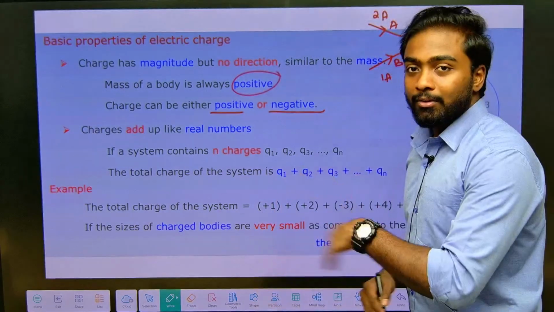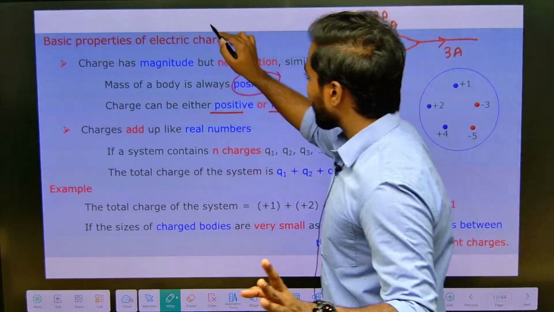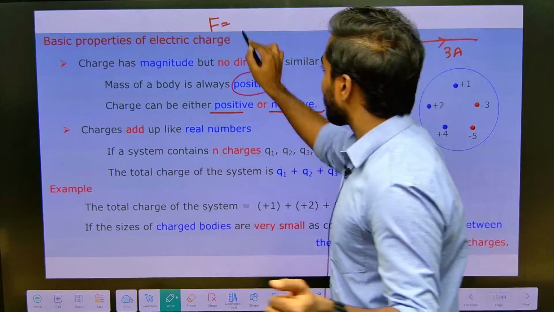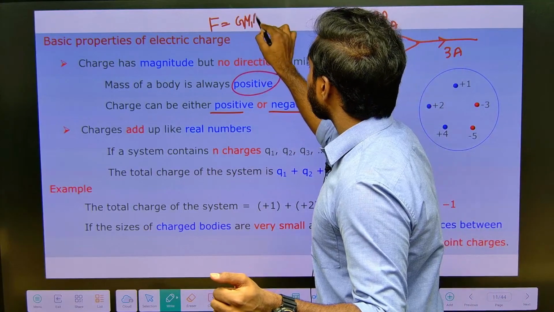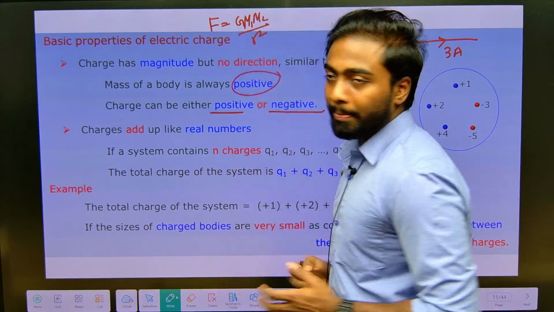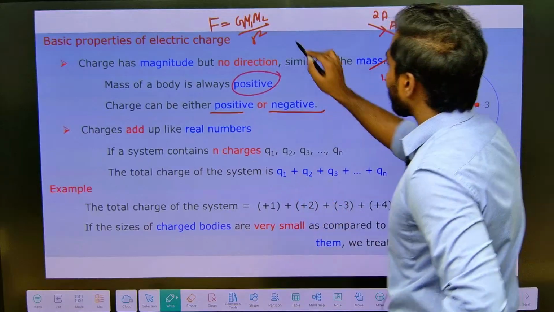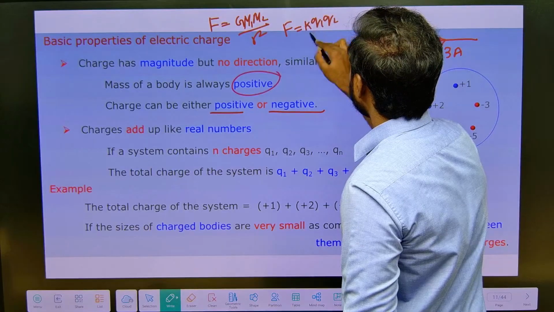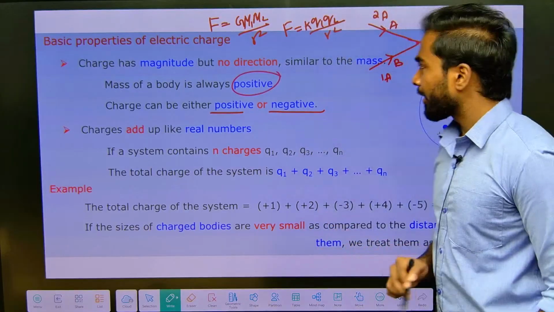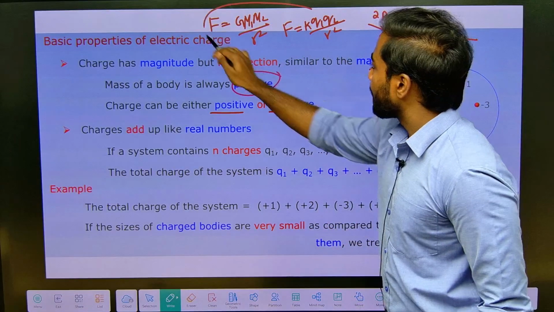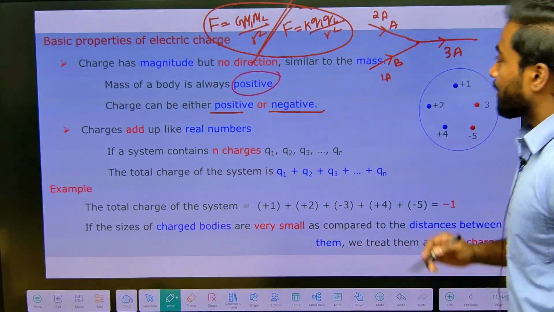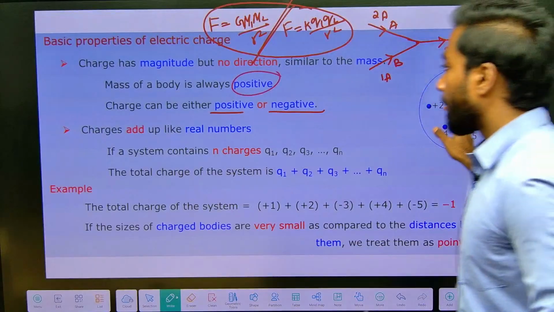We will go to the formula point of view also. The formula we saw in gravitation is G m1 m2 by r square. Here also there is a similar kind of formula: F equals K q1 q2 by r square. When we see these formulas, they are almost similar. That is the thing we are going to talk about here.